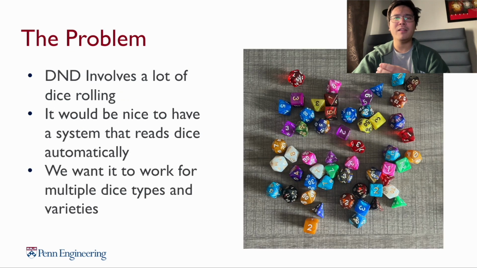So what's the problem that we want to solve here? Essentially, we want to train a model that takes in an image of multiple dice and identifies the face-up values of the dice in that image. We want it to work for all D&D dice, all the way from D4, which are 4-sided dice, to D20, which are 20-sided dice. We also want it to work for different dice designs.